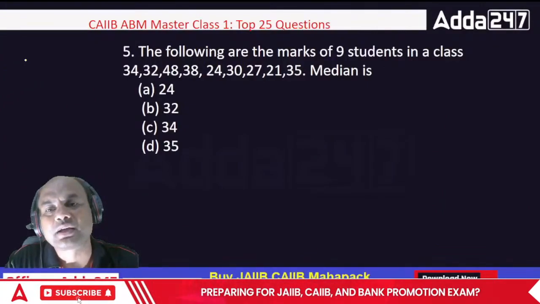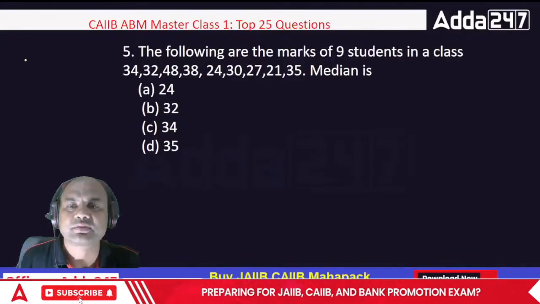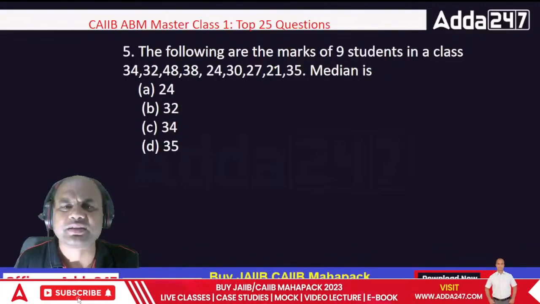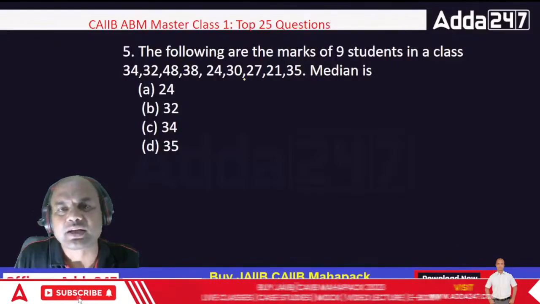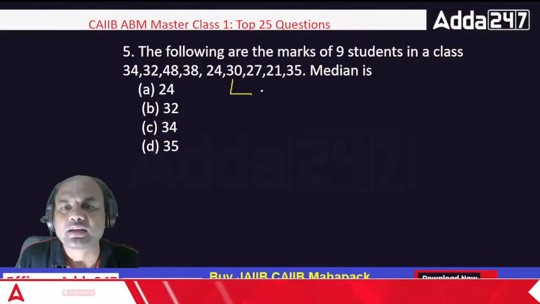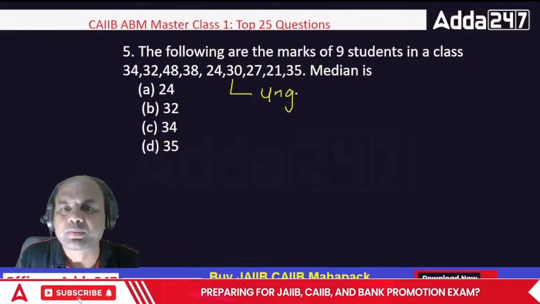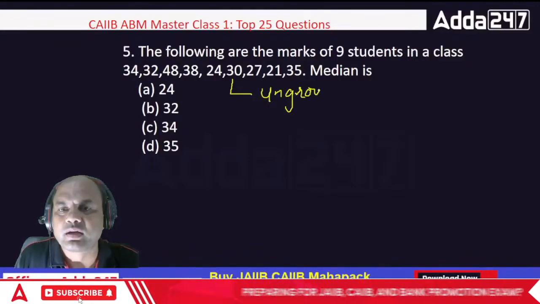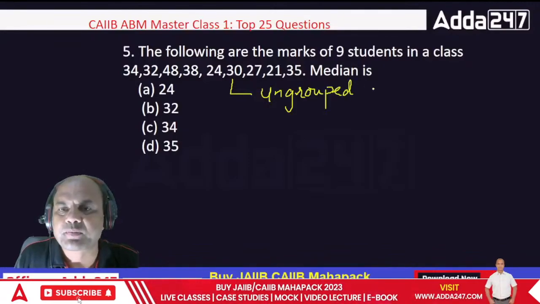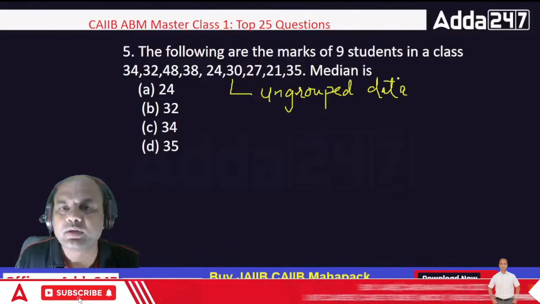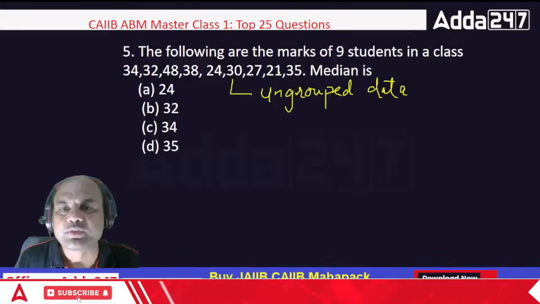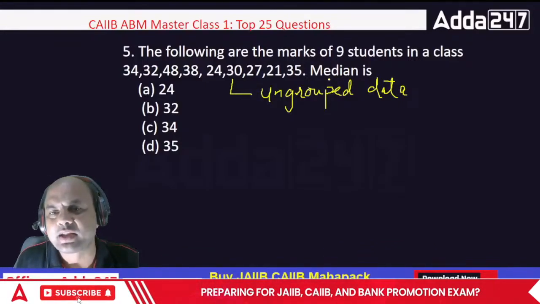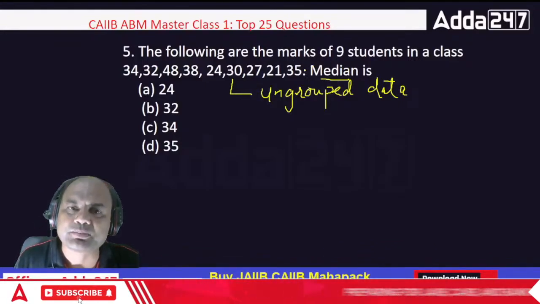The following are the marks of 9 students in a class. Find the median. So median is, now this is very simple. This is called as, look at this, ungrouped data. Okay. So how to classify this ungrouped data? See, we have to find this median. So median means what? Very simple.